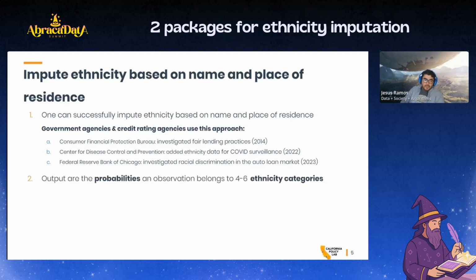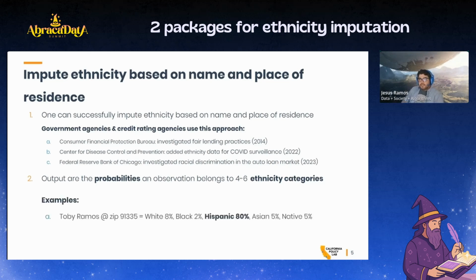What are the outputs of these two models? The output is a vector of probabilities. The vector is basically of four distinct ethnic categories, and because the models are Bayesian, the outputs are the probability of this observation belonging to any of the 4 to 6 ethnic categories.